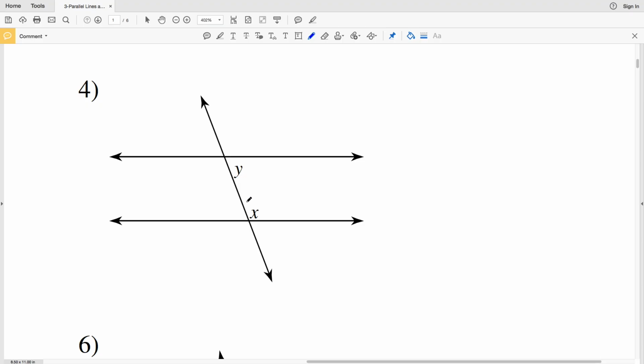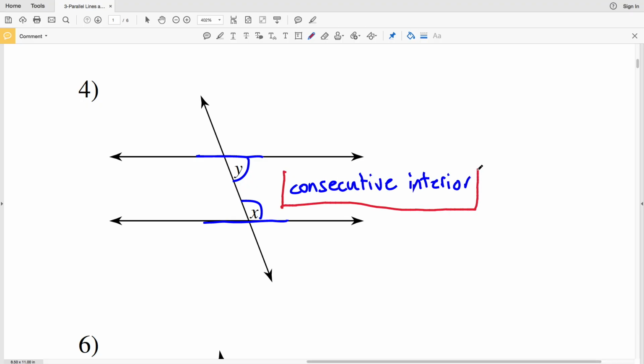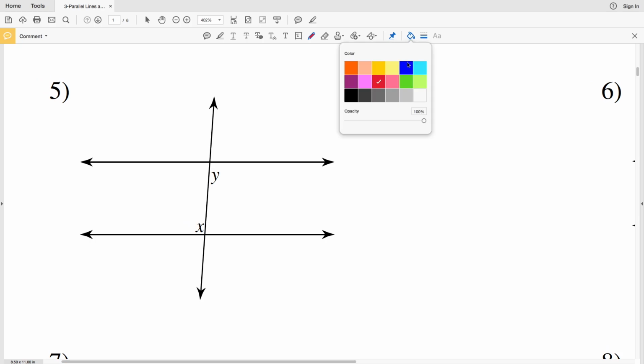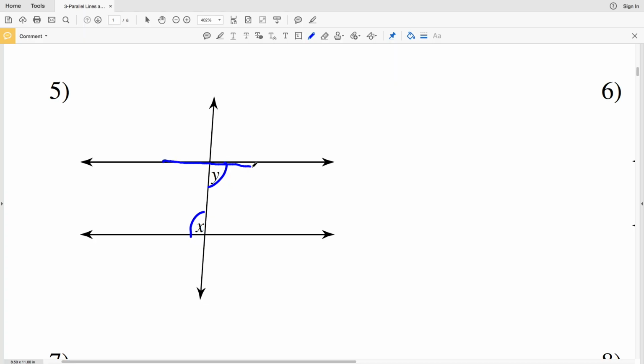And number 4, X and Y are both to the right of the transversal, so they are on the same side of the transversal, and they are also both inside or in between the intersected lines. Therefore, they are consecutive interior angles. And number 5, we can see that X and Y are on opposite sides of the transversal, and they are both inside or in between the intersected lines. Therefore, they are alternate interior angles.